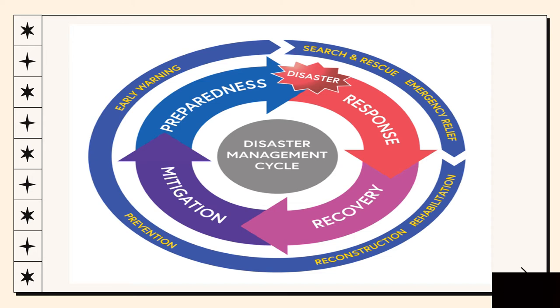So, una na dyan. So, mitigation. Yung mitigation natin, ito yung minimizing the effects of disaster. So, ayan, prevention. And then, next natin is the preparedness. Okay, preparedness is building codes and zoning. So, vulnerability analysis, public education.